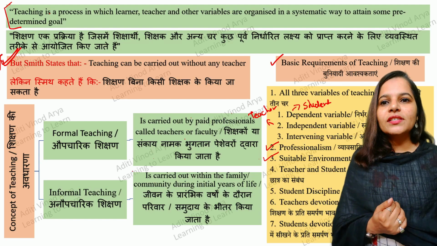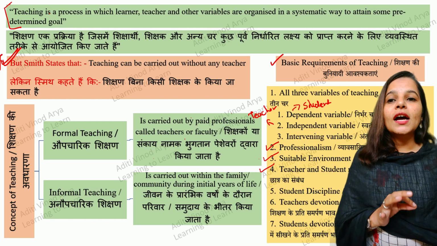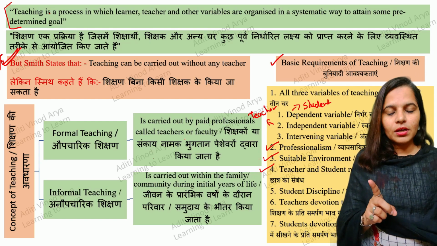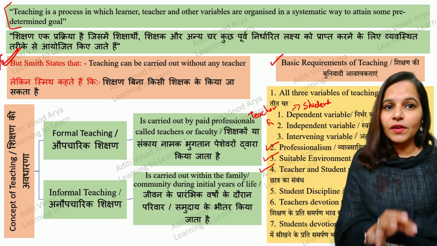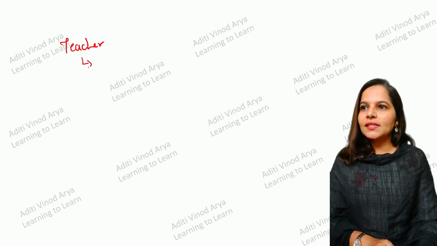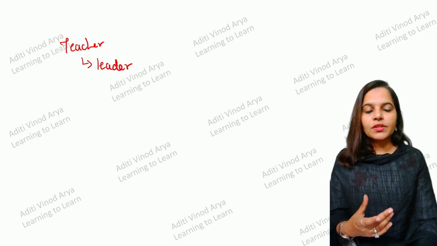Okay, the next one is the teacher and student relationship. This is one of the very, very good points. I would say just write down what I am writing here on the screen, because this is very, very important. So first, the teacher will act as a leader for the student. The teacher will represent itself as a leader or a role model, I could say.